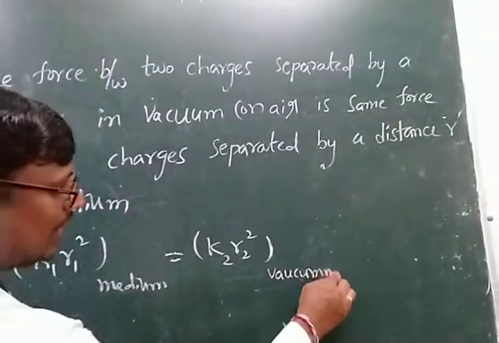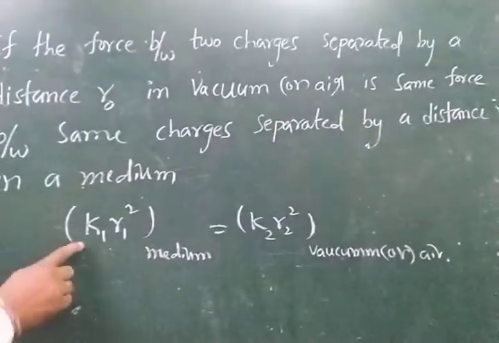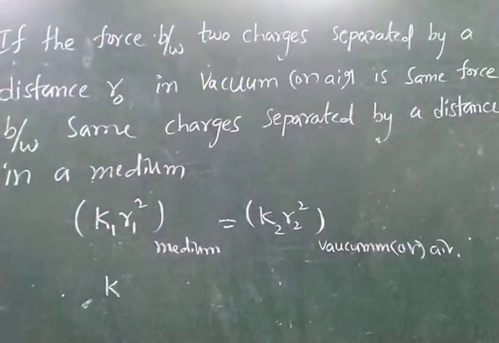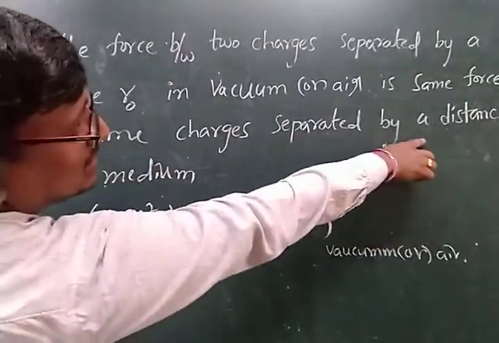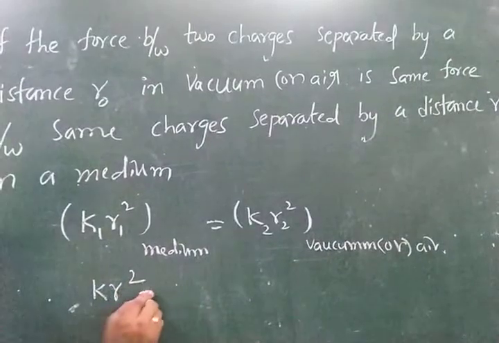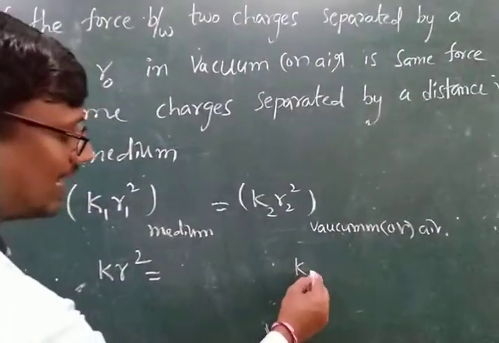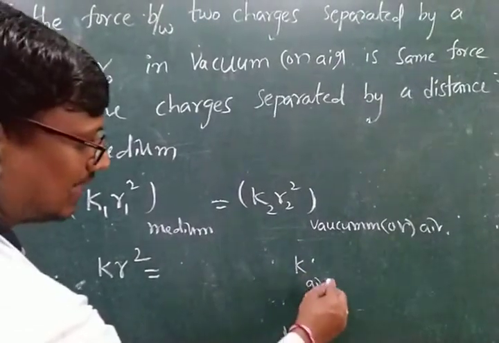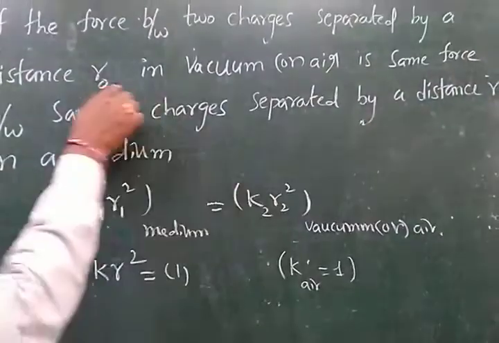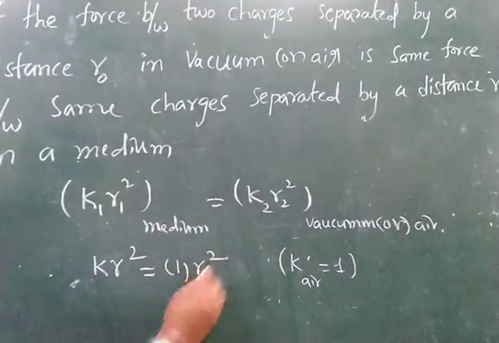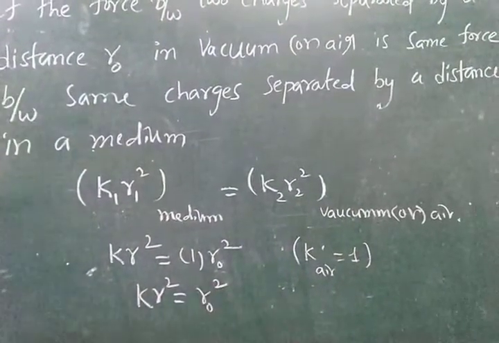In vacuum or air, we can write K1, the dielectric constant, is considered K. In a medium, the distance is R1. We can say here K times R squared is equal to K2, the dielectric constant in air. What is the value there? 1, into R2. R2 is equal to R0 square. Then we can write K R squared is equal to R0 squared.